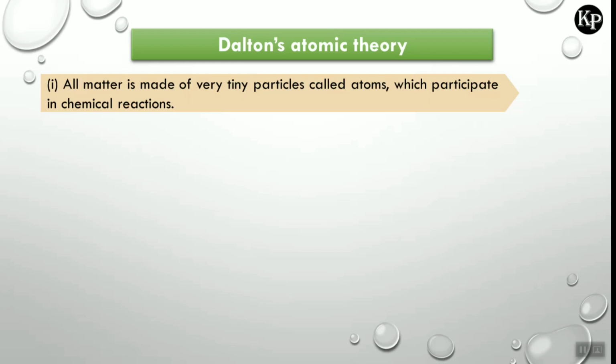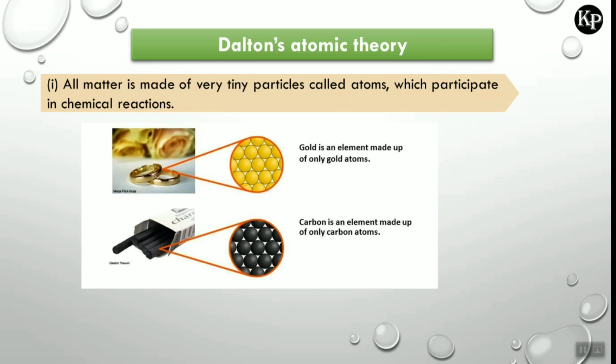First postulate of Dalton's atomic theory: all matter is made up of very teeny particles called atoms, which participate in a chemical reaction. You can see an example here: gold and carbon. These are matter, made up of small teeny particles, and those teeny particles are nothing but atoms. The atoms of every matter participate in a chemical reaction.